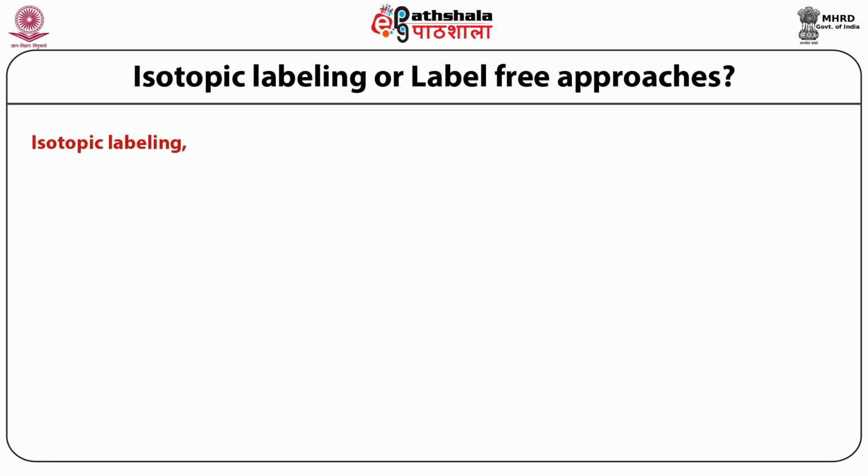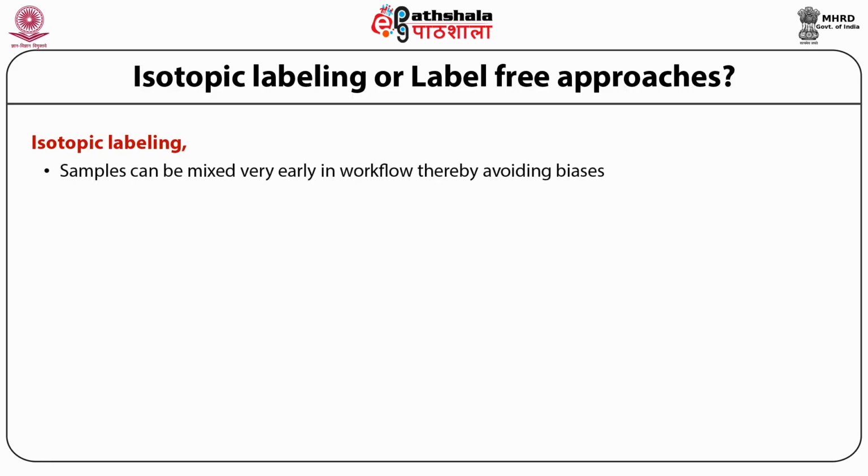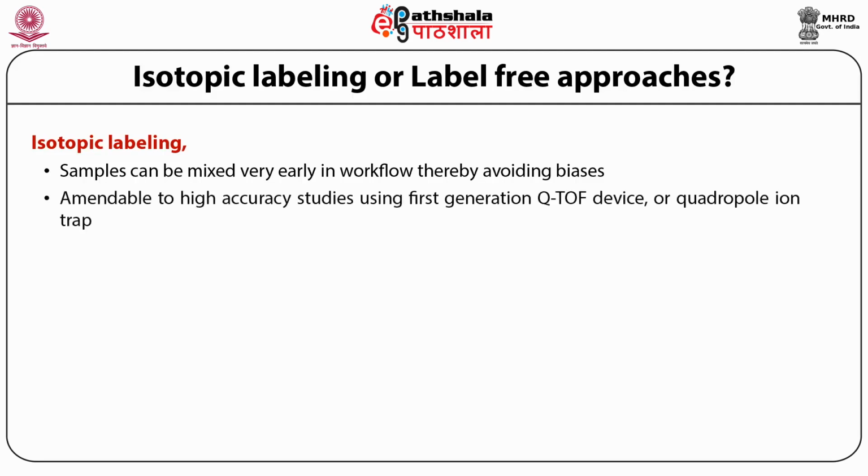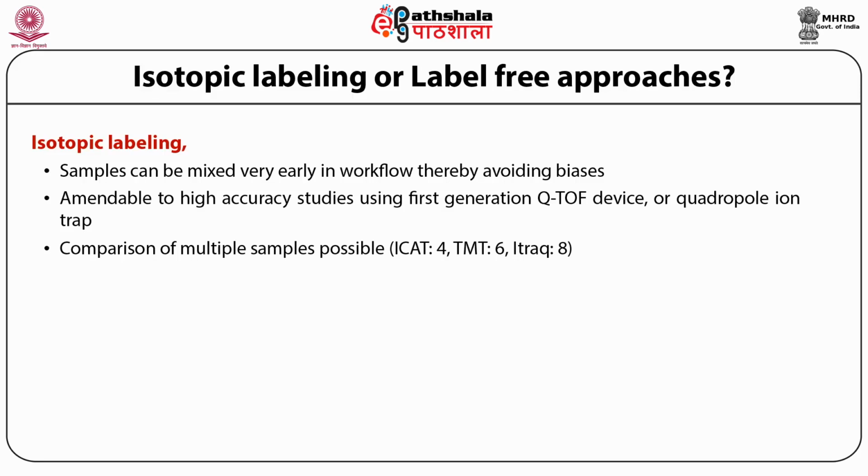Under isotopic labeling, samples can be mixed very early in the workflow, thereby avoiding biases. It is amenable to high accuracy studies using first generation QTOF devices or quadrupole ion trap machines. The comparison of multiple samples is possible, where the platforms of ICAT, TMT and iTRAQ are used.